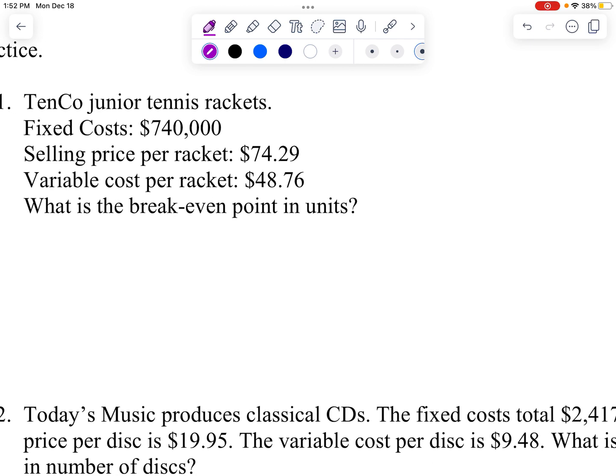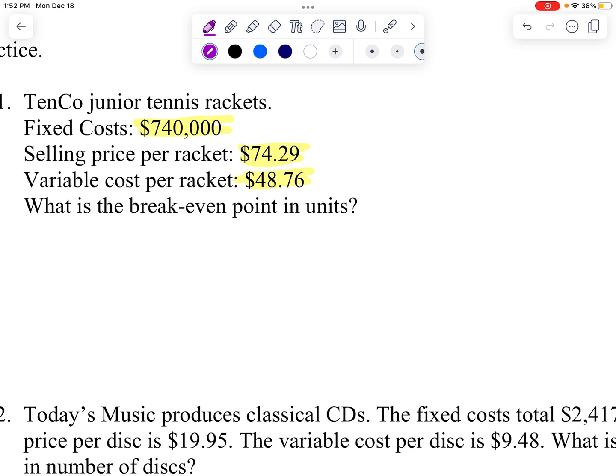So we're talking about Tenco Junior Tennis Rackets. That's what we're selling, tennis rackets. So they give you the fixed cost, nice and easy. They give you the selling price per racket. Okay, and they give you the variable cost per racket. So it's going to be up to you to eventually memorize this formula.